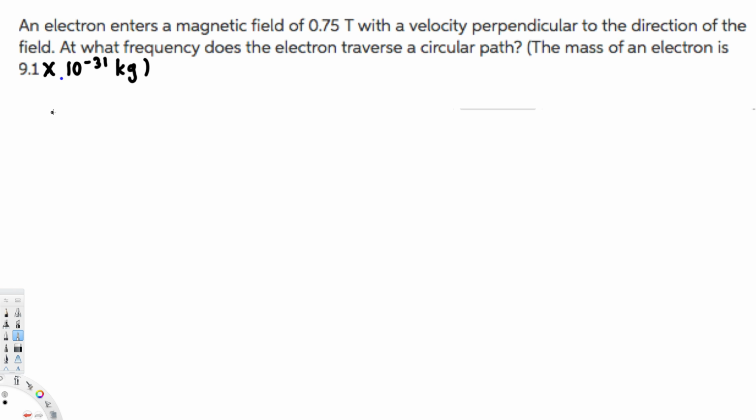So here they are asking for the frequency, right? We have to derive a frequency equation, and we know that whenever we have a magnetic field, we can use this force equation: F is equal to QVB sine theta. Since the magnetic field is perpendicular to the direction of the electron, theta is going to be 90 degrees. Sine 90 is equal to 1, so we can just write QVB, because the other thing is just 1.